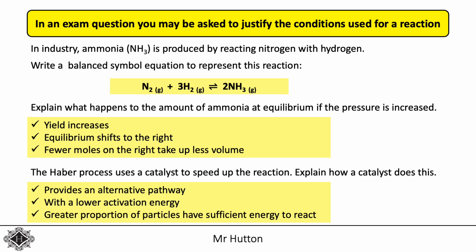Super. Hopefully you're getting to grips with this now. Whenever it asks you to explain how a catalyst works, you need to say it provides an alternative pathway with a lower activation energy. That's the key sentence about explaining what a catalyst does. So a greater proportion of particles have sufficient energy to react.